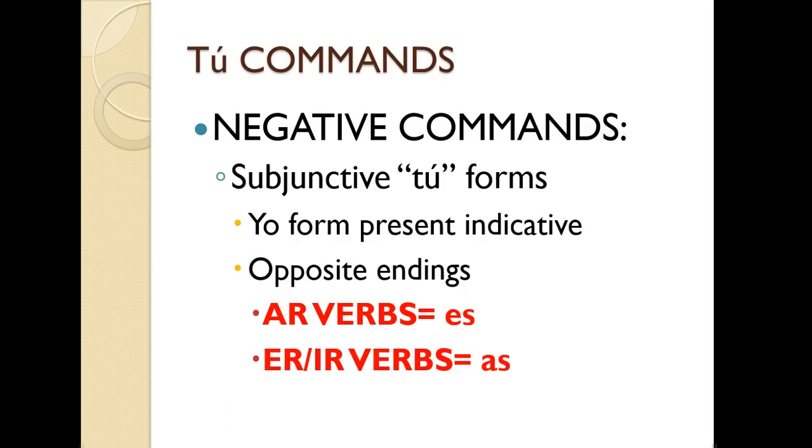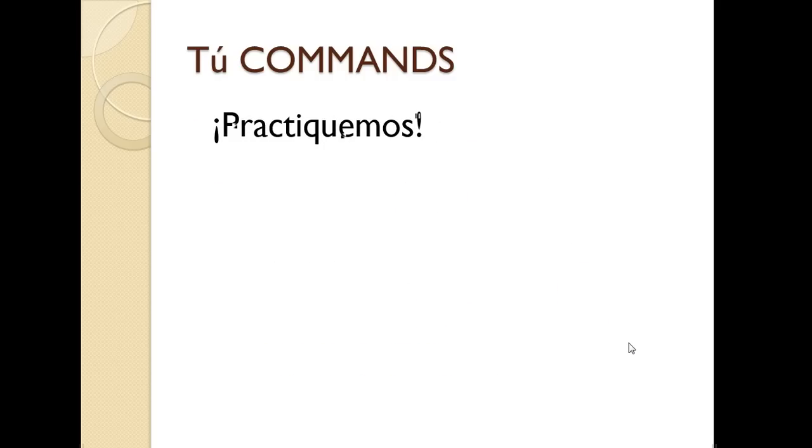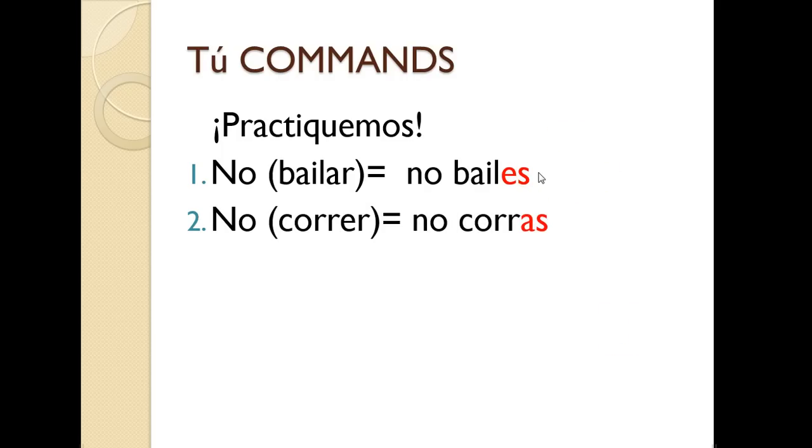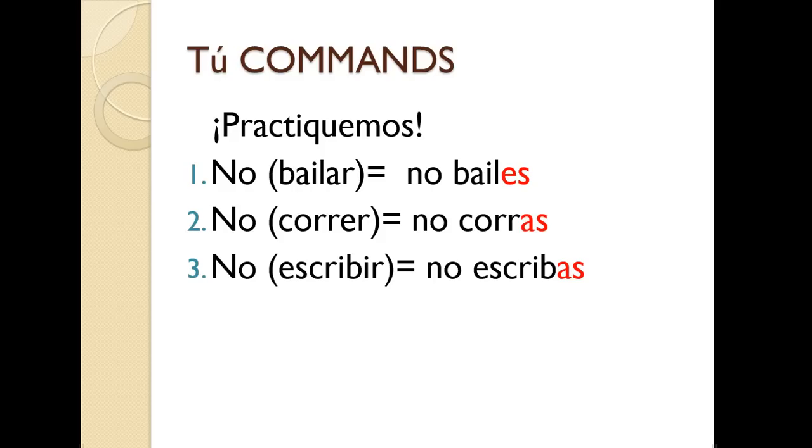Negative commands are basically the subjunctive tú forms. Remember that the way that we form subjunctive is you first put the verb in yo form, present indicative, and then you switch the endings. Switching endings means that for AR verbs, I'm going to use ES, and for ER and IR verbs, I'm using an A. For the tú command, you're using an ES and an AS because they're still in the tú form. So here are some examples. If I want to say don't dance, I've got no bailes, no corras, no escribas.